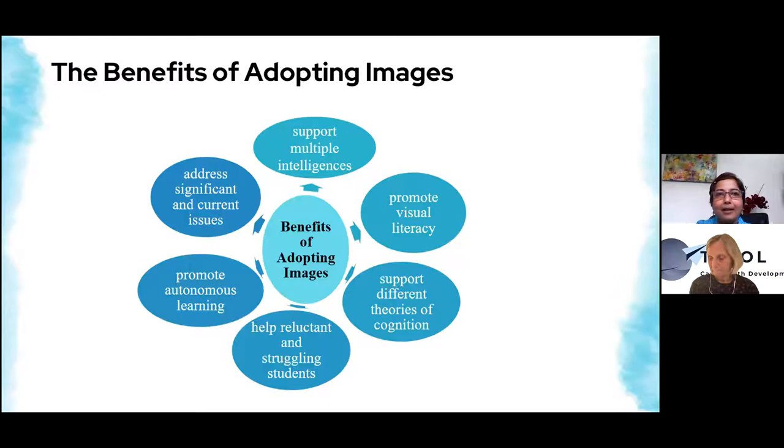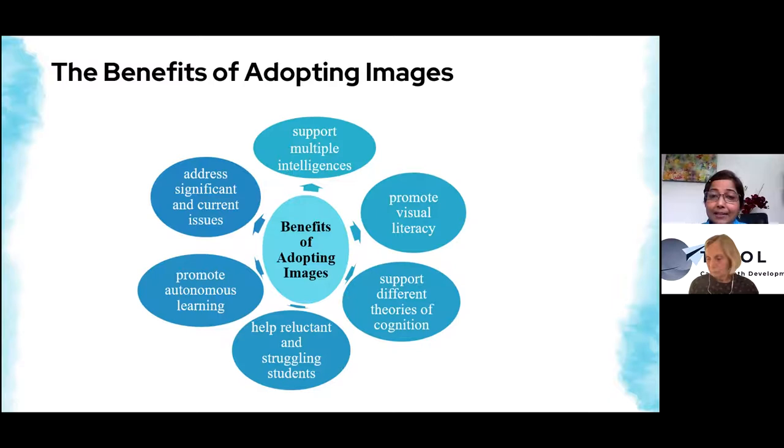Okay, moving on, the benefits of adopting images. The first thing, of course, supporting multiple intelligences. Howard Gardner's theory of multiple intelligences is so apt when you use images, the promotion of visual literacies.